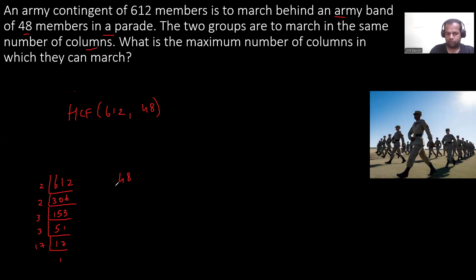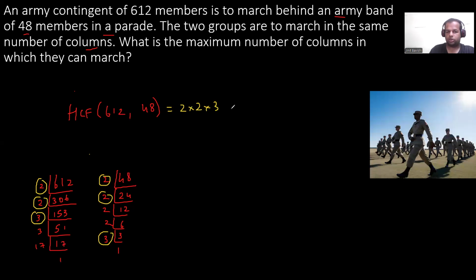The factors of 48 you can figure out very simply. It's not that difficult. 2 times 24, 2 times 12, 2 times 6, 2 times 3, and 3 times 1. Now the common factors, you can circle off. A 2 and a 2 is one common factor, another 2 and another 2, and a 3 and a 3. So these are your common factors. So 2 into 2 into 3: 2 twos are 4, 4 threes are 12. So 12 columns. What is the maximum number of columns? So 12 columns we can make such that all of these numbers are covered.